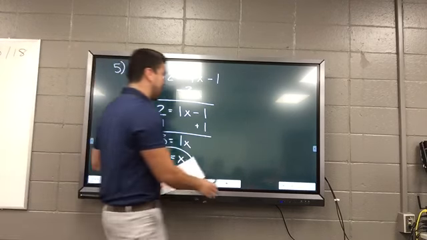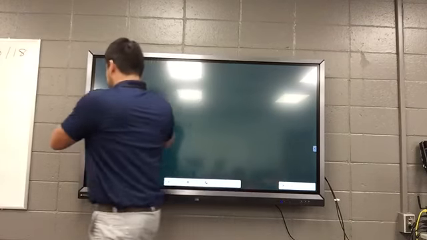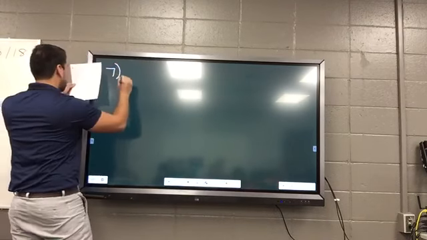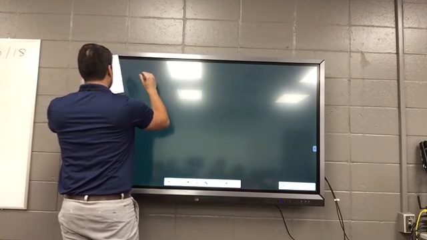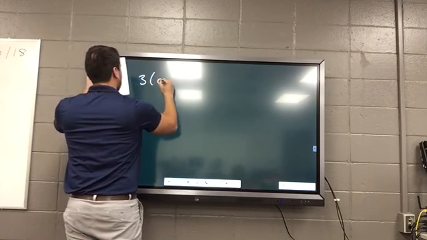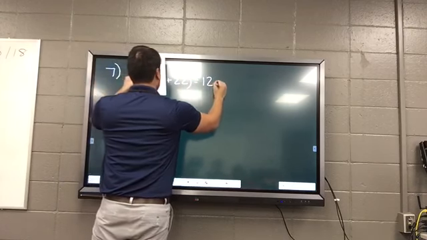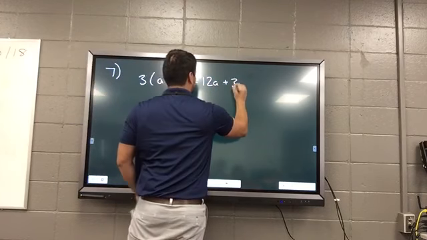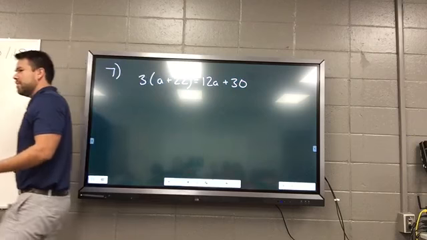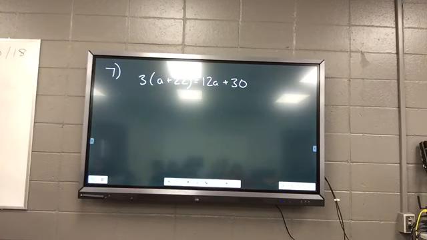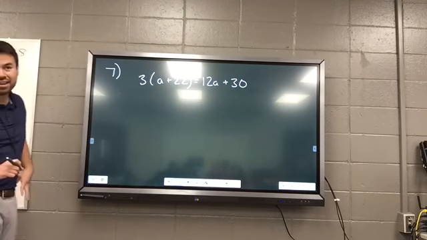All right, look at number 7. We'll all do this one. Here's where we get a little bit more complicated. 3 times the quantity A plus 22 equals 12A plus 30. All right, step 1. Eliminate parentheses. Do we have to do that? Yes. How do we do that?